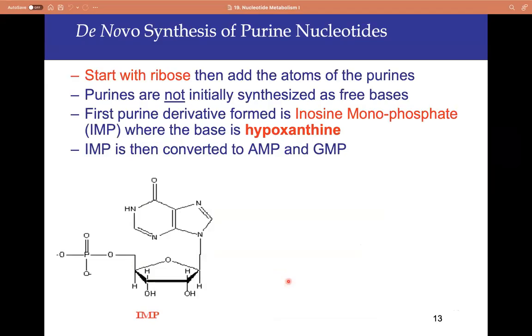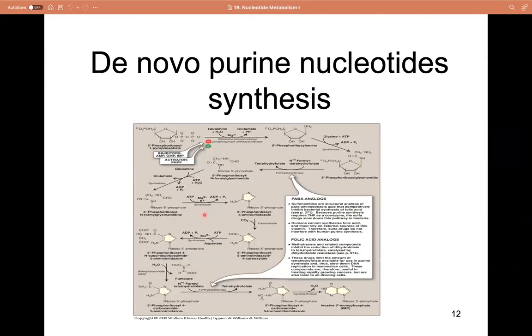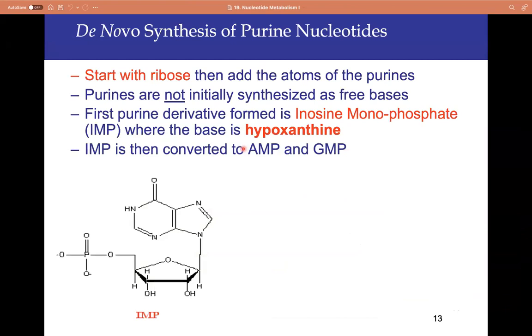Okay, so let me go back to the slide here. I'm not sure if you guys can see this picture; it will come again in a few slides. But essentially, we're looking at this enzyme here as the rate limiting enzyme. Glutamine phosphoribosylpyrophosphate aminotransferase. Remember that, okay? So the aminotransferase is a rate limiting enzyme. Okay, so what happens in the de novo synthesis of purine nucleotides? You're starting with the ribose first, which is your sugar here, and then you're adding atoms from the purines.